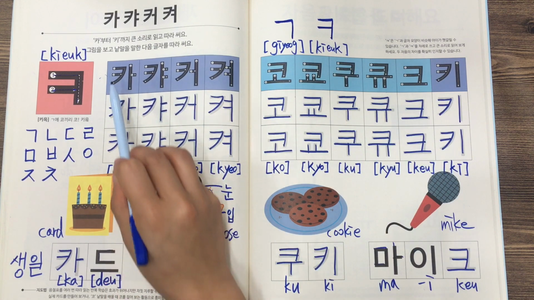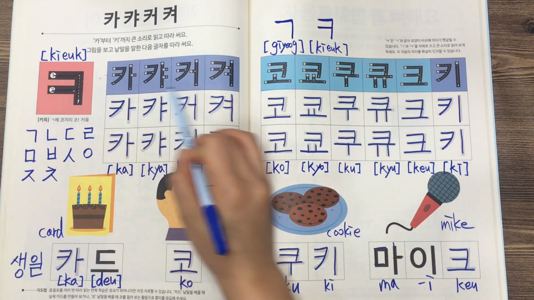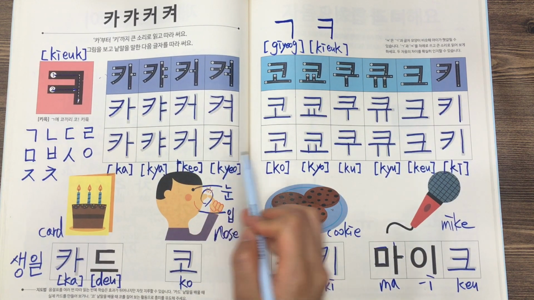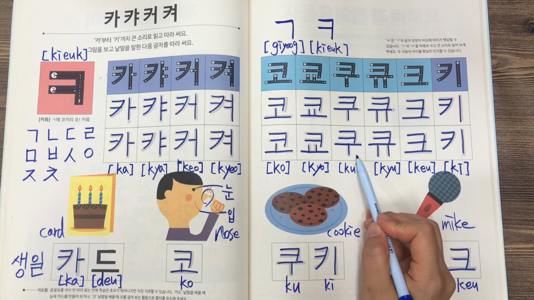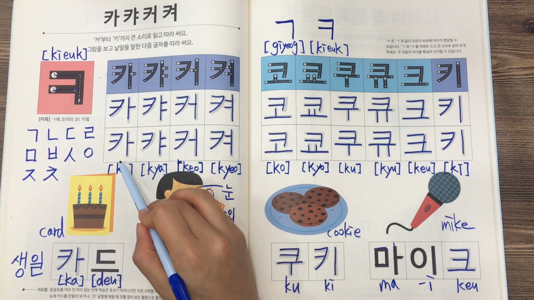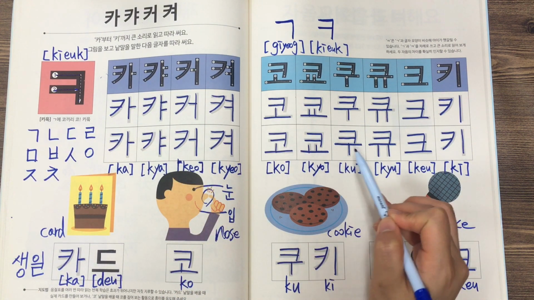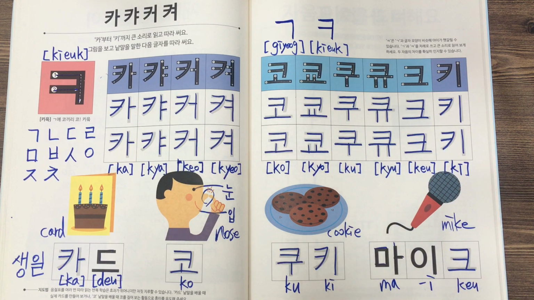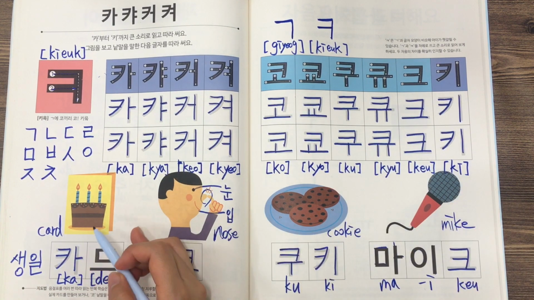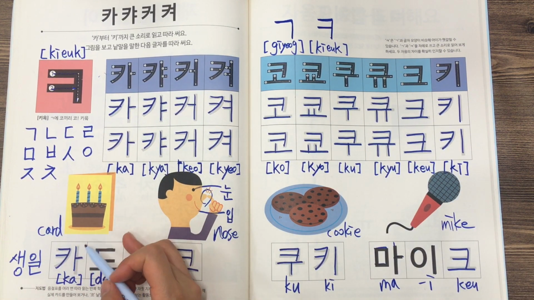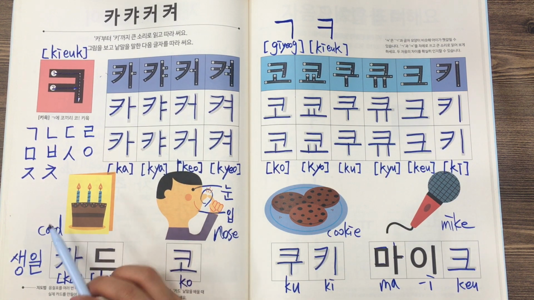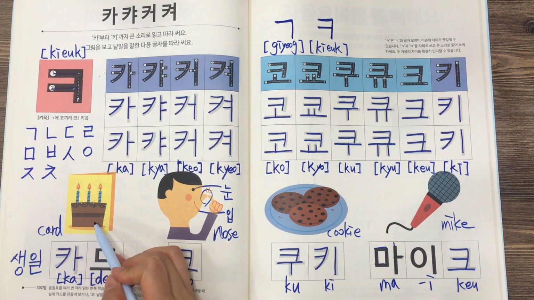And 키읔 plus basic vowels is 카, 캬, 커, 켜, 코, 쿄, 쿠, 큐, 크, 키. And these pictures and card in Korean is 카드. It's similar, right? And this looks like a birthday card, right?